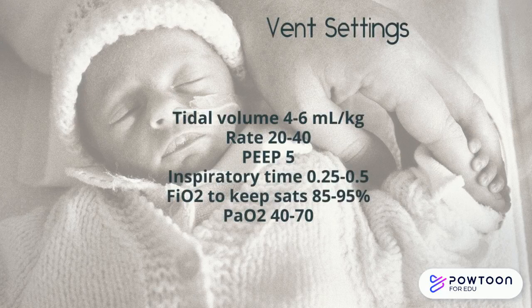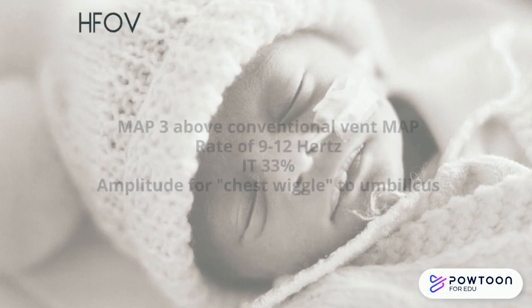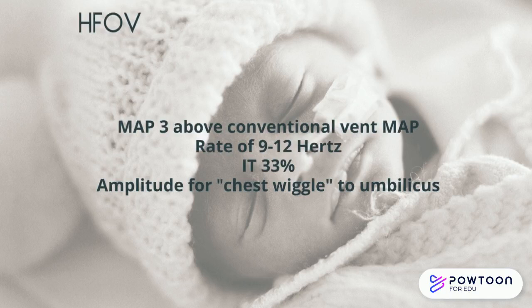If the baby requires mechanical ventilation, we set the tidal volume to 4 to 6 mL per kilogram, a rate of 20 to 40, PEEP of 5, inspiratory time of 0.25 to 0.5, and an FiO2 to keep sats 85 to 95%. If peak inspiratory pressure is increasing at 30 or greater on conventional ventilation, it might be time to consider high-frequency ventilation.